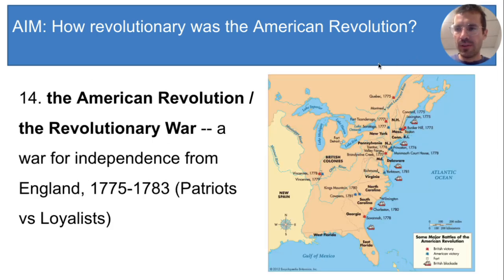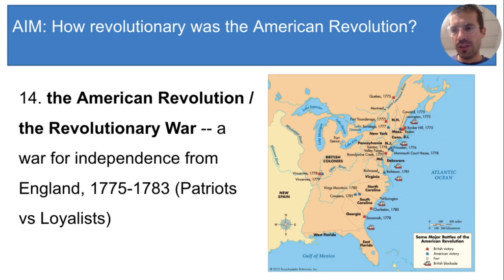So in the previous lesson, you looked at the events that led up to the Declaration of Independence. Remember, the colonists did not become independent on July 4th when the Patriot leaders signed the Declaration of Independence. That's because they still had to fight against and defeat England in a war. And the war that they fought is called the American Revolution. It's also called the Revolutionary War.